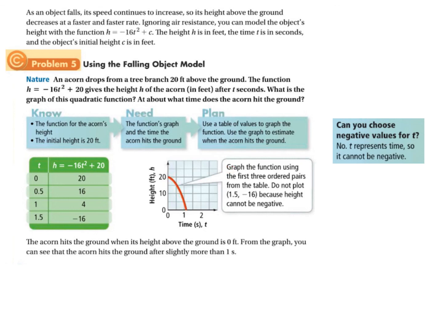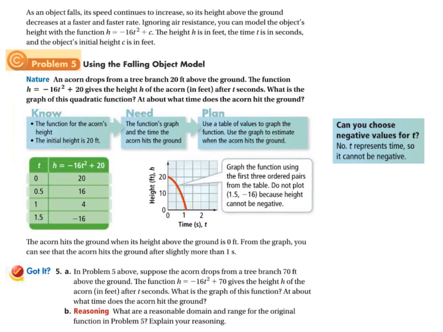If you were to graph it, you can graph the first 3 ordered pairs. You can't plot 1.5 comma -16. Height cannot be negative. It's not going to be below ground. So the acorn hits the ground when the height is 0. And from the graph, you can see that that happens at just after 1 second.